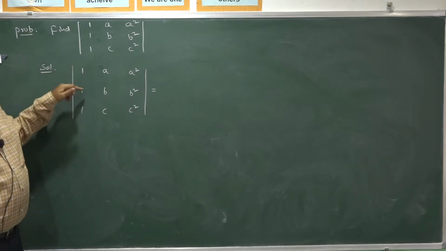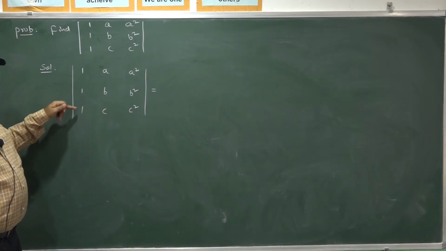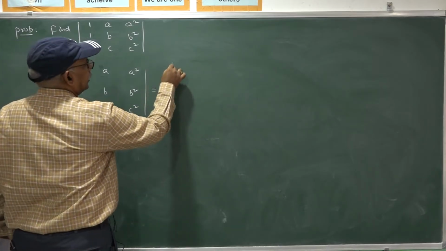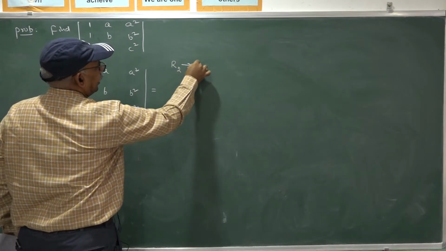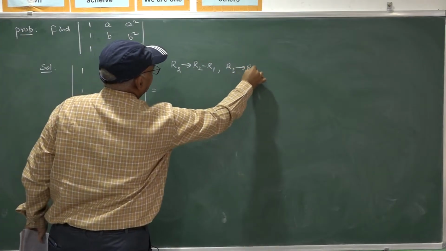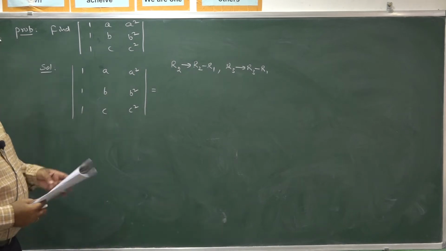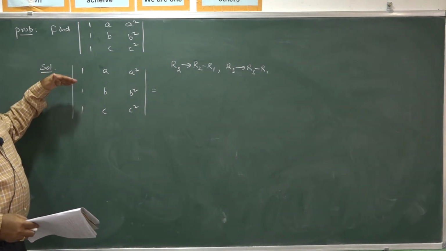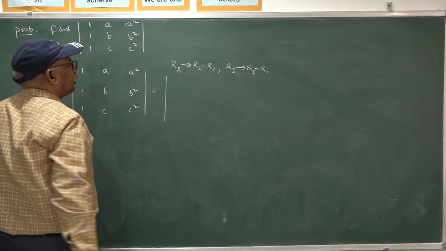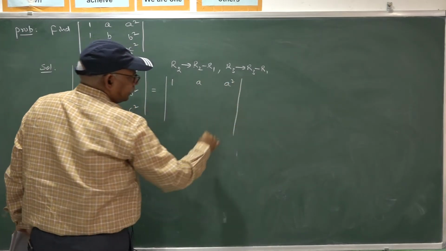Clearly this is the first row, second row, third row. You can make these two elements 0 with the help of the first row. For that, let us consider R2 goes to R2 minus R1 and R3 goes to R3 minus R1. Subtract the elements of the first row from the elements of row 2 and row 3 respectively, so that the first row elements are unchanged here.